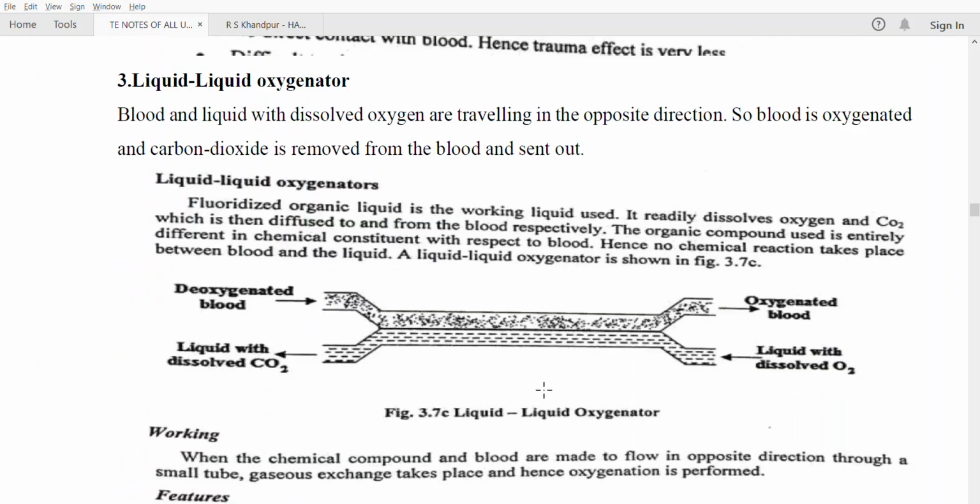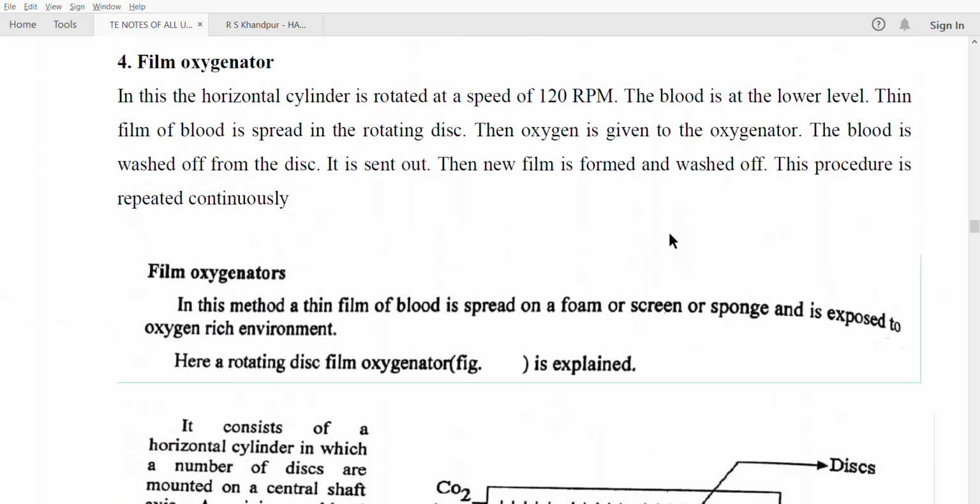Okay, and you have two things: deoxygenated blood, and liquid with dissolved oxygen comes here. So there is a diffusion happening in between, so gases diffuse to and from the blood respectively, and the impure CO2 goes this side, and the blood having oxygen comes out. Okay, so this is another form of diffusion, as you would have seen in dialysis.